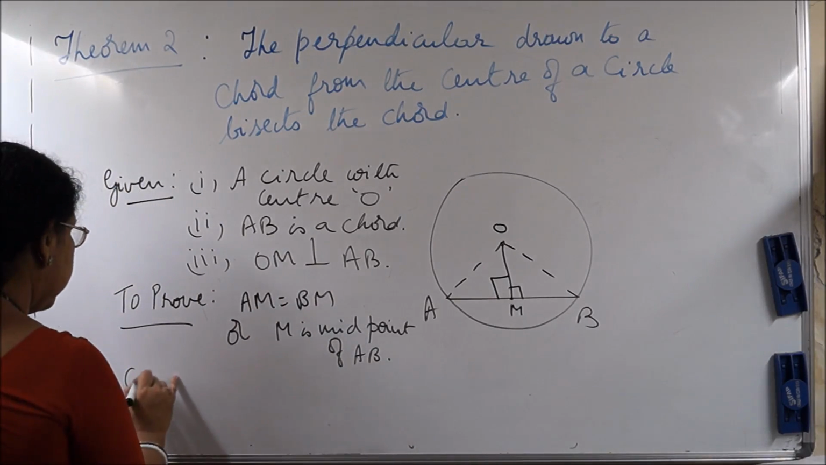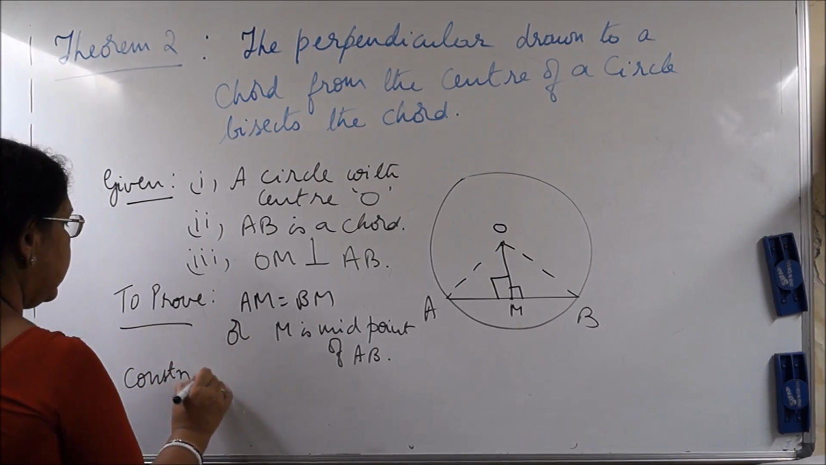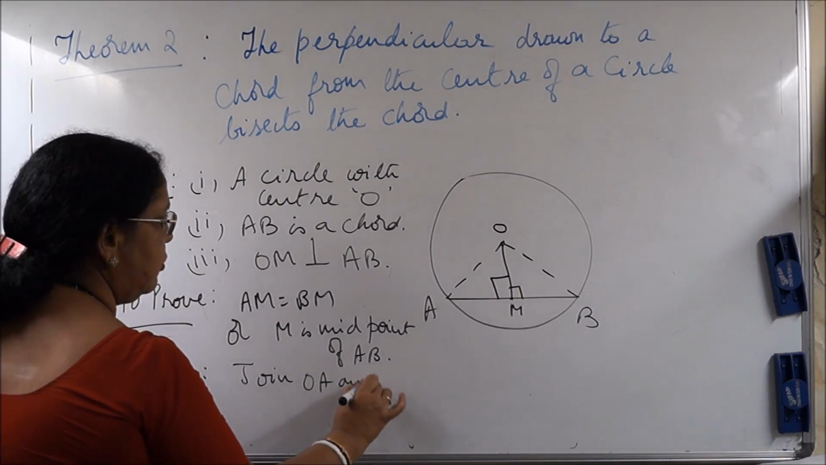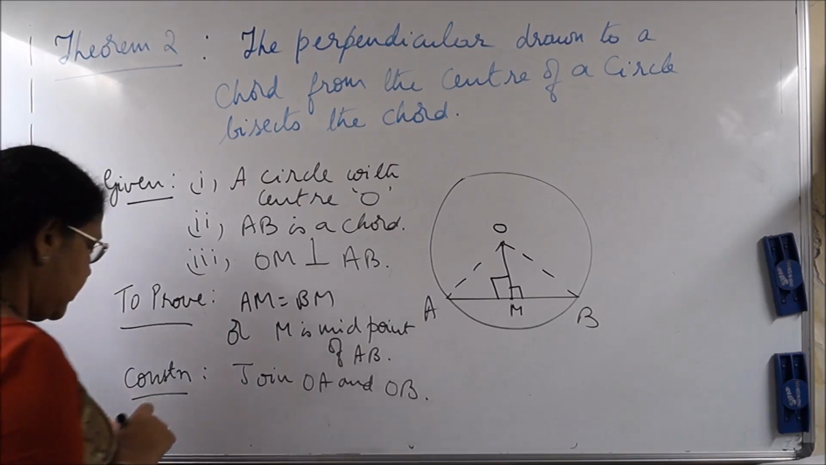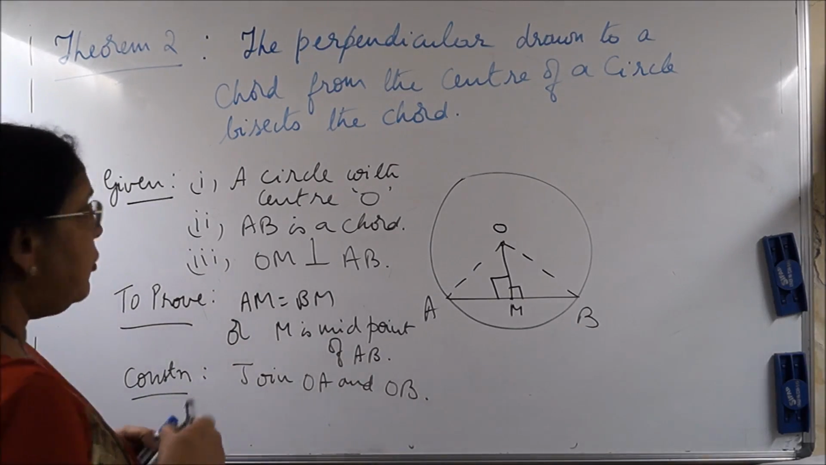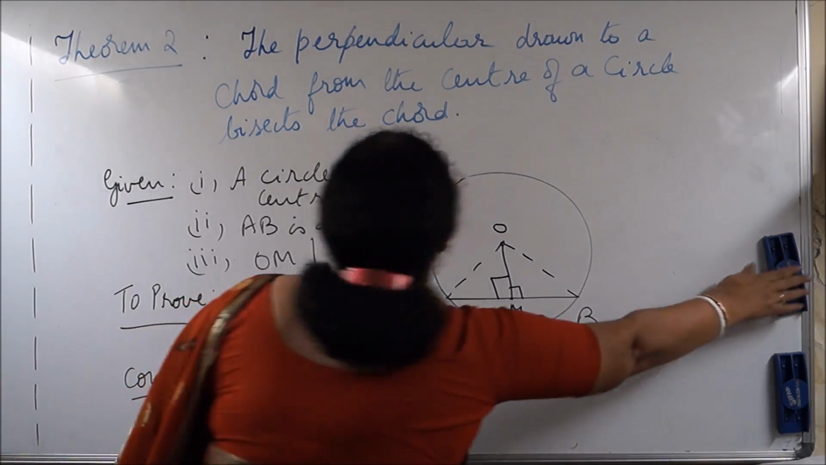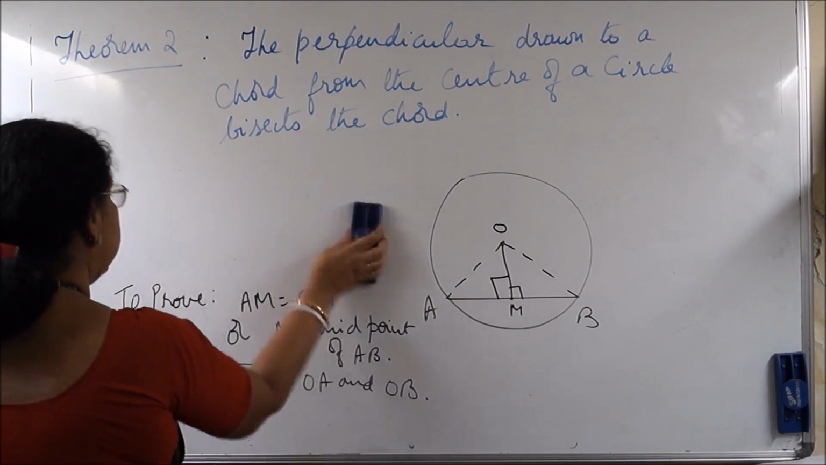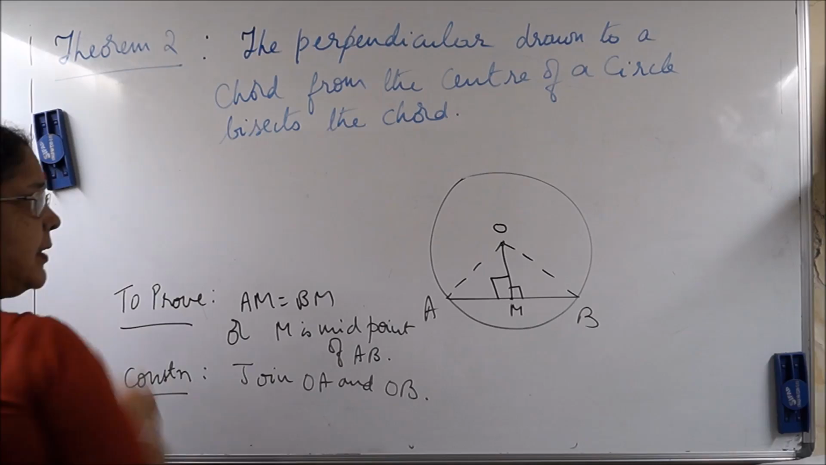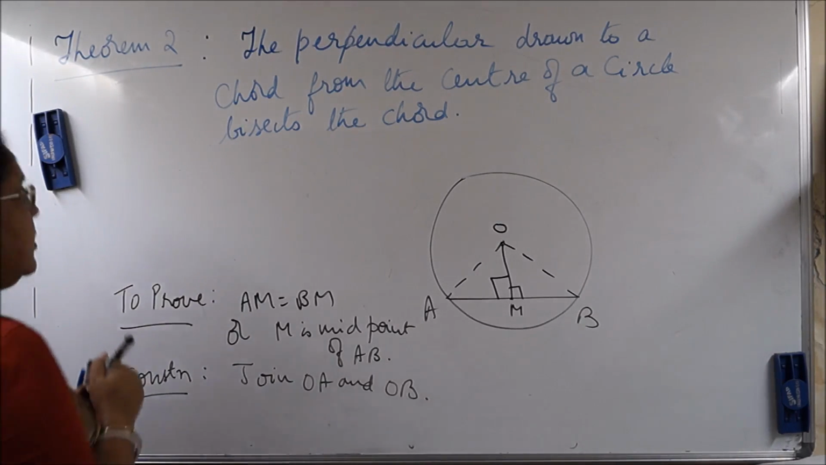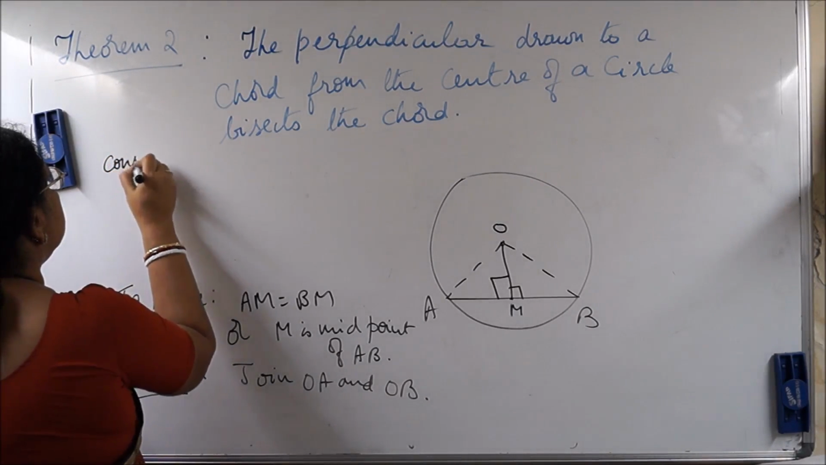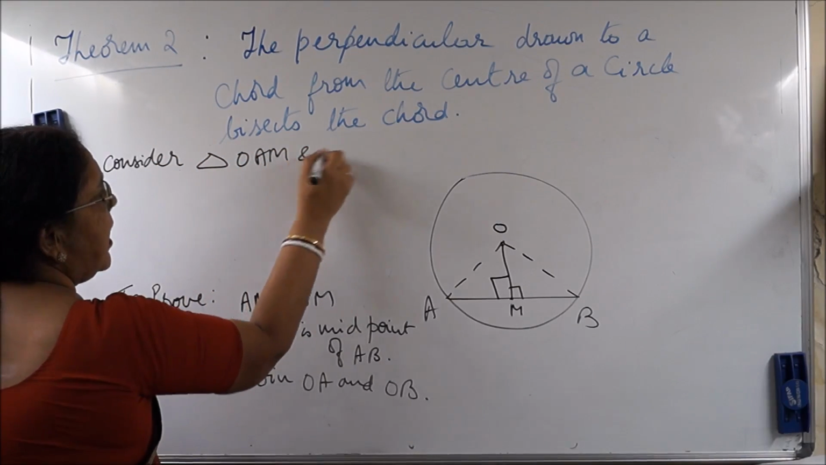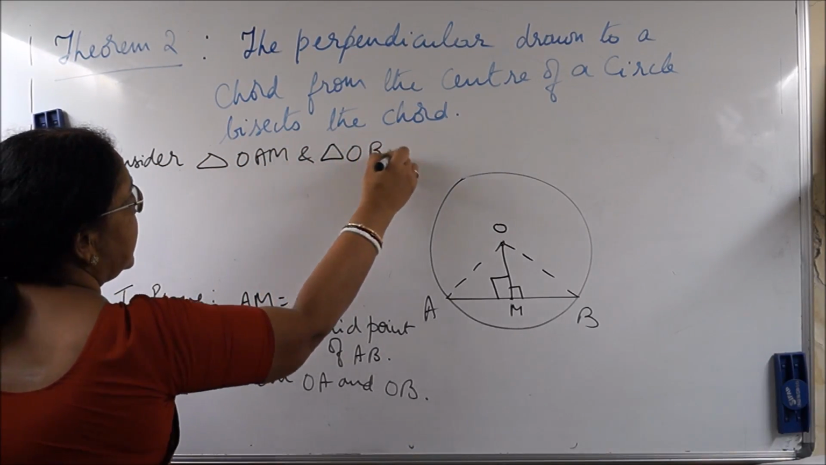Now for that, what is the construction that we did? Construction: join OA and OB. So now we will prove whether AM is equal to BM. For that, we will again consider the two triangles and we will try to prove that they are congruent. So consider triangle OAM and triangle OBM.